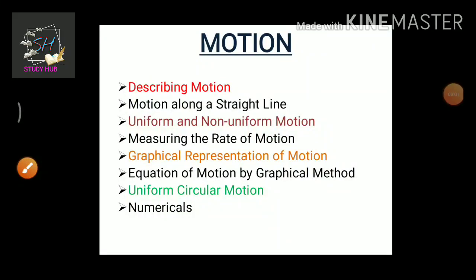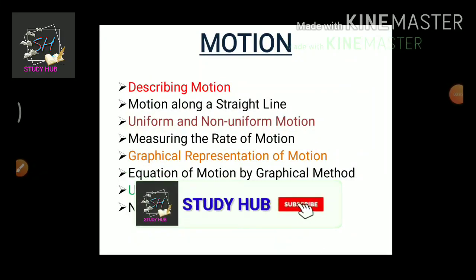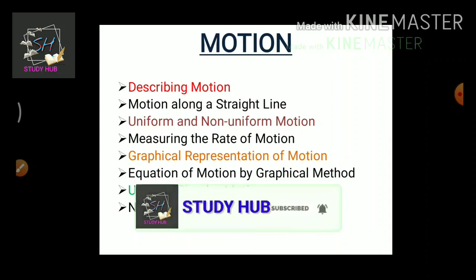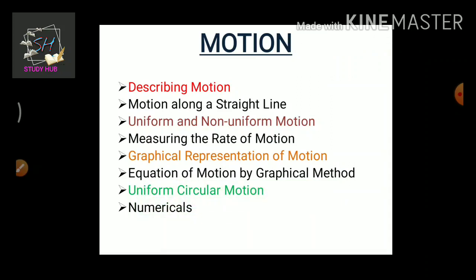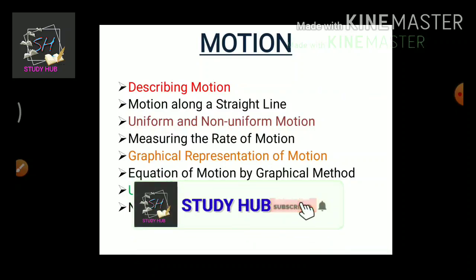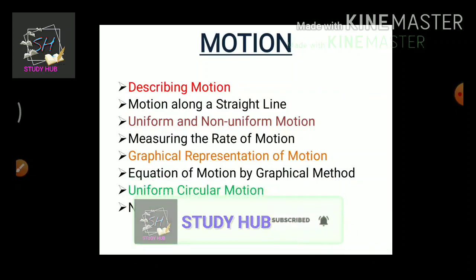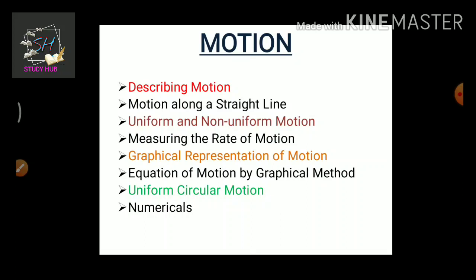Hello students, as you can see, today we will learn about motion. These are the subtopics: describing motion along a straight line, uniform and non-uniform motion, and then up to numericals. These are the subtopics which we will learn step by step, not at once.